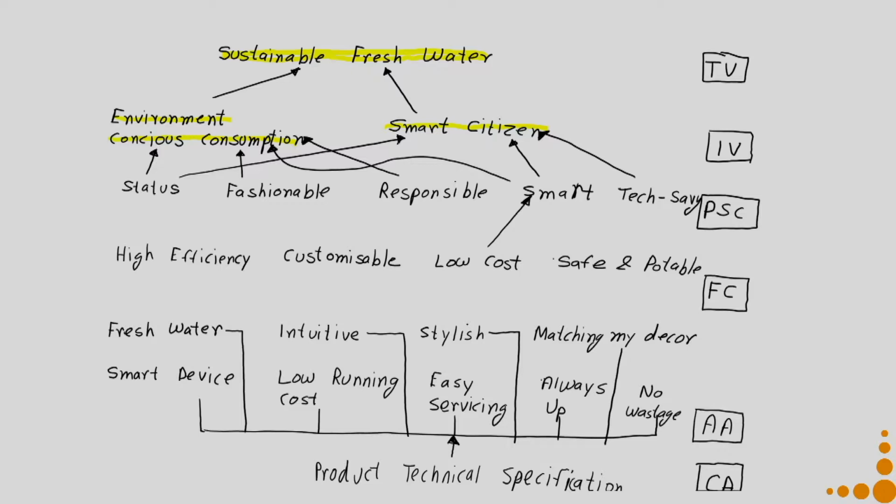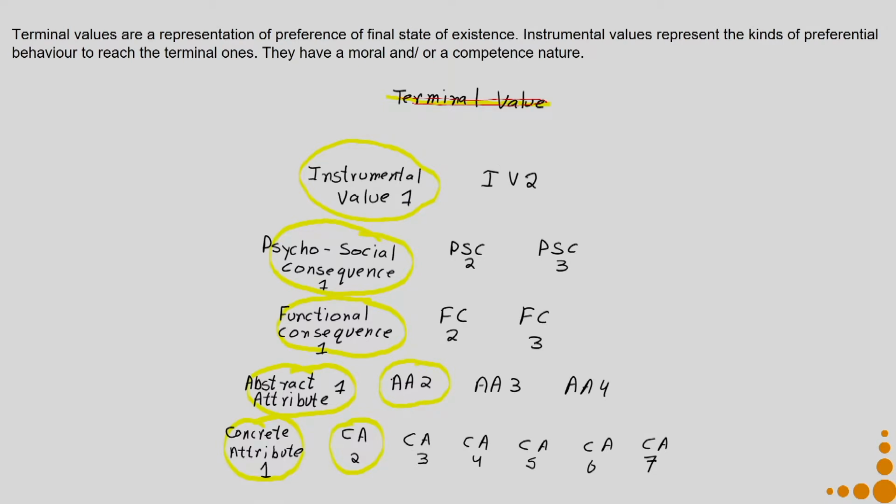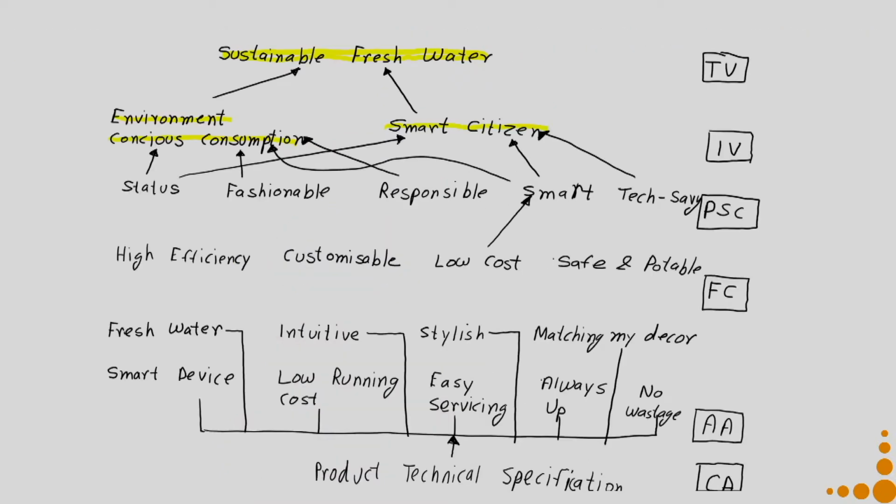Instrumental values help you to reach the terminal value. Instrumental values have a moral or a competence kind of a nature, which is built because of the psychosocial consequences. Terminal values are a representation of preference of final state of existence. So in our context, the final state of existence was sustainable fresh water.